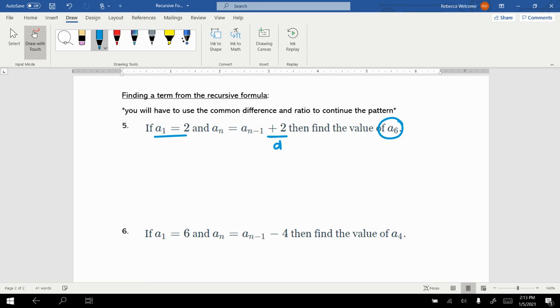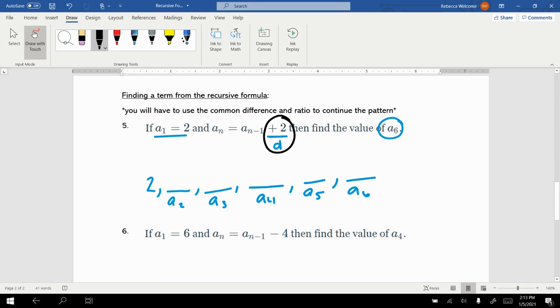I need to find a sub 6. So I need to find the 6th term. So I'm actually going to make a bunch of blanks. I know that 2 is my first term, and then A2, A3, A4, A5, and A6, because A6 is what I need to find. That was really, really slanted. So I'm going to fill in all of these blanks until I get to A sub 6 to find that 6th term. And to do that, I'm just going to use my common difference and continue the pattern.